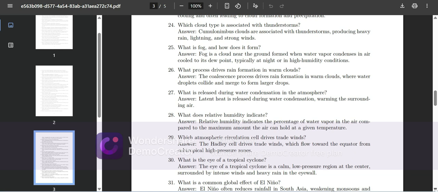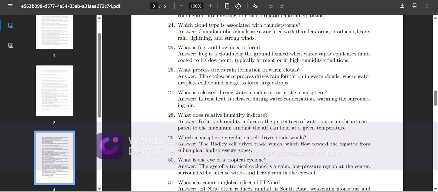What process drives rain formation in warm clouds? The coalescence process drives rain formation in warm clouds, where water droplets collide and merge to form large drops.